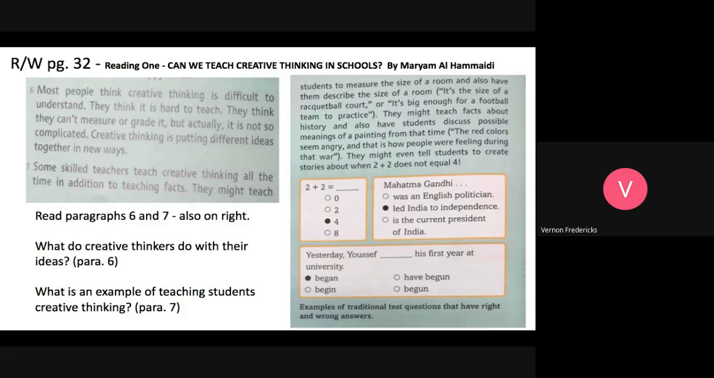Okay, examples of the traditional test questions that have right and wrong answers. Okay, so the first one is 2 plus 2 equals 4. Then the next one, Mahatma Gandhi was an English politician, led India to independence, is the current president of India. The correct answer is number 2. Yesterday, Joseph, his first year at university. He began his first year at university. Okay?